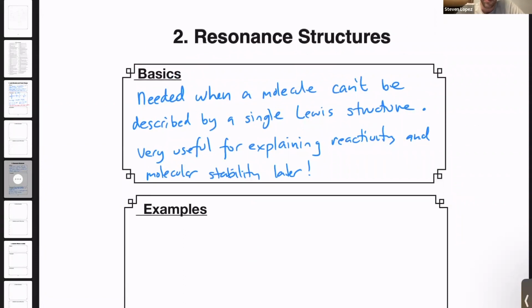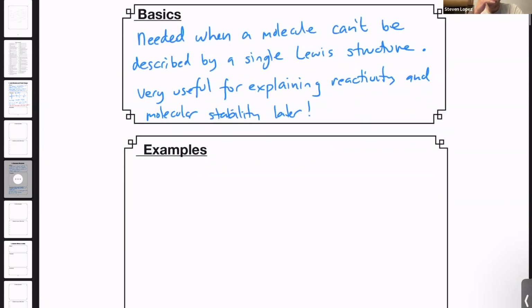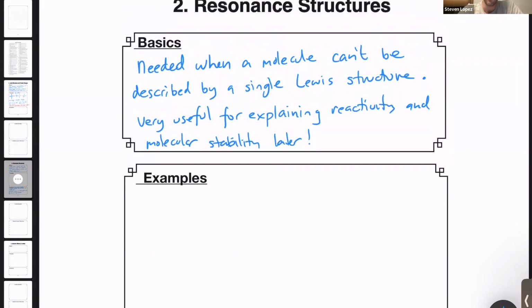The basics. Resonance structures are needed when a molecule can't be described by a single Lewis structure. This is really important for explaining reactivity and molecular stability later on in the course. So I'm going to give just first an example that describes how to draw a resonance form and how to decide which resonance form is more stable than the other. I'm going to give an example now of a molecule that has a negative charge.